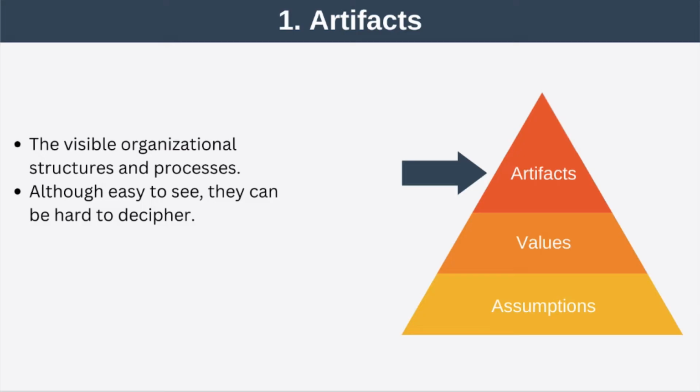So first, artifacts. These are those elements of culture that are easy for outsiders to the organization to observe. So they're the visible organizational structures and processes. Although artifacts can be easy to see, they can be hard to decipher. So, for example, suppose you're looking at an organization and seeing its organizational structure. You can see it quickly, but it's hard to interpret why it is the way it is and what that means at a deeper level. To really make sense of artifacts, you must dig deeper, and that leads us to values.